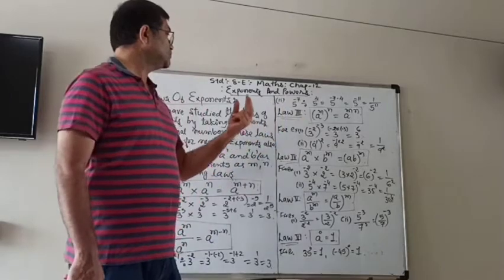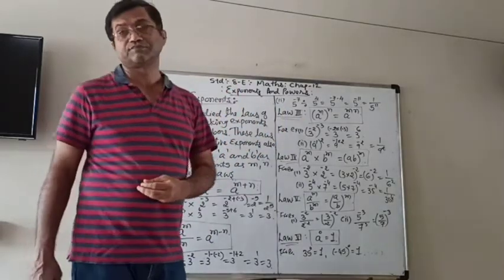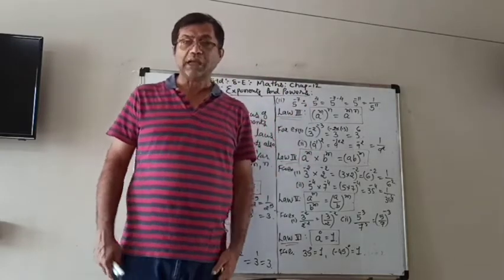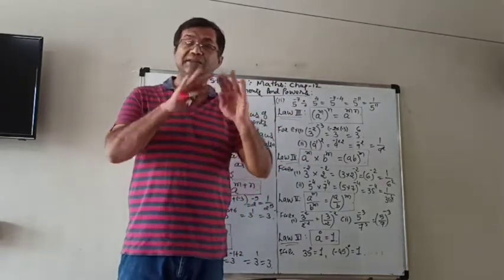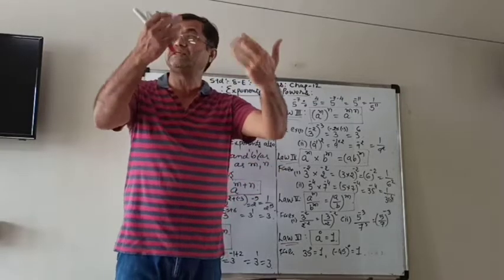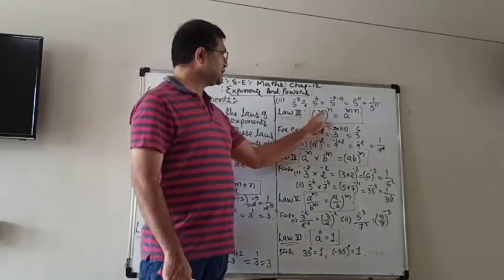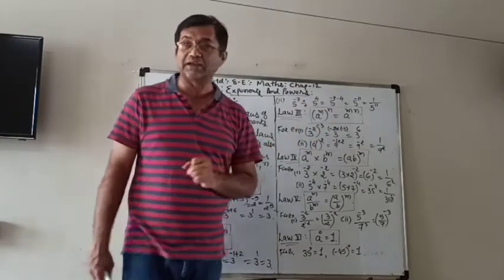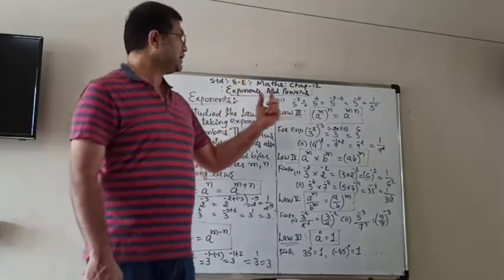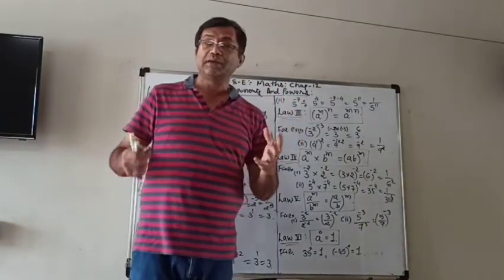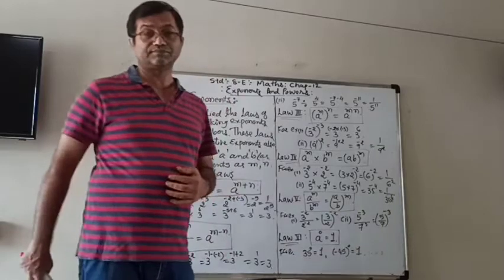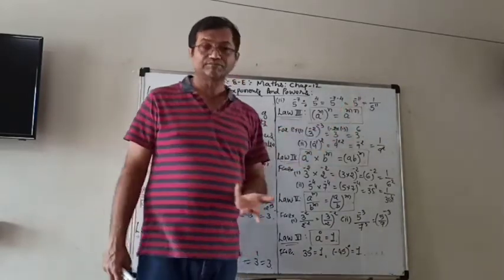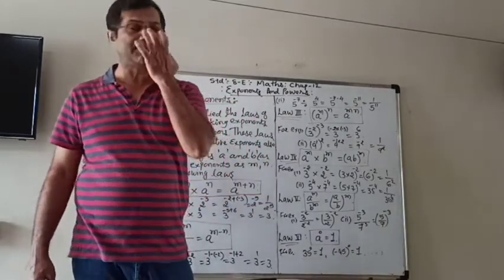Now, the third law. Third law is the power of the power. Means one power is already there, and then the whole bracket has another power also. So a raised to power m, and the whole bracket raised to power n again. So when there are two powers, then powers are multiplied. So it is equal to a raised to m into n, mn, means multiplication of the powers.